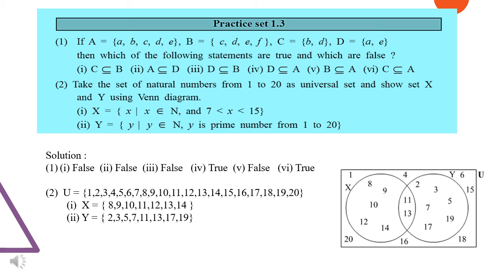Now apart from these, whatever elements are extra in the universal set. Now which are the elements which are not there in both X and Y? Yes, we have such elements like 1, 4, 6, 15, 16, 18 and 20. Now these will fall outside the two circles. Okay. So this is how you explain the given set with the help of a Venn diagram.